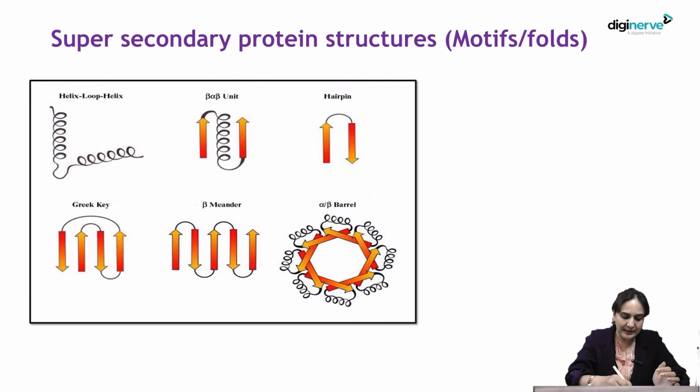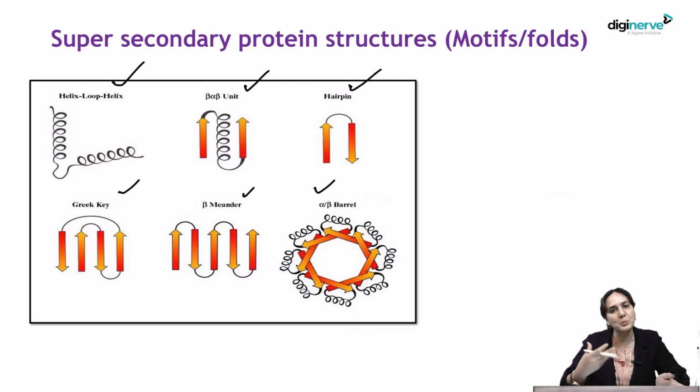So these are the diagrams. You can see helix, loop, helix, beta unit, hairpin-like structure, Greek key structure, alpha-beta barrel structure, and beta meander structure. These are examples of supersecondary structures. They are in between secondary and tertiary structures, and they are also known as motifs and folds.